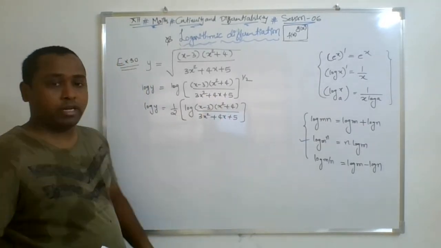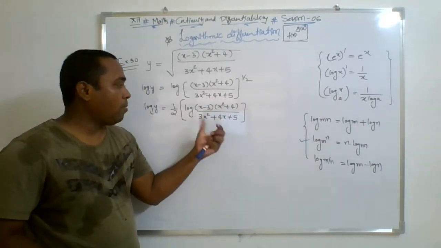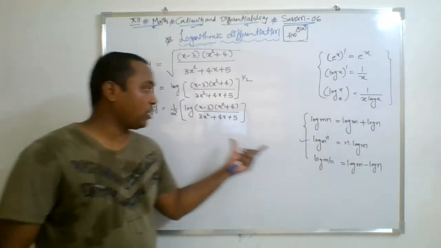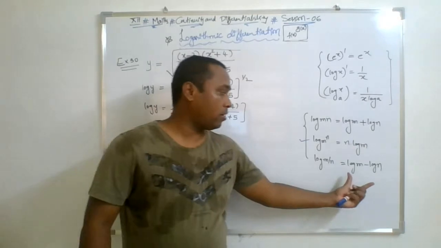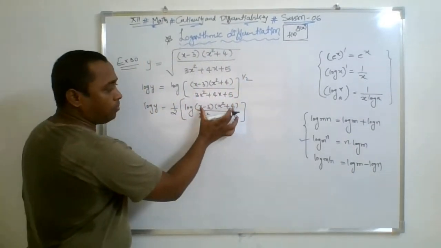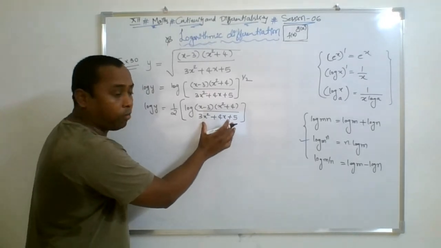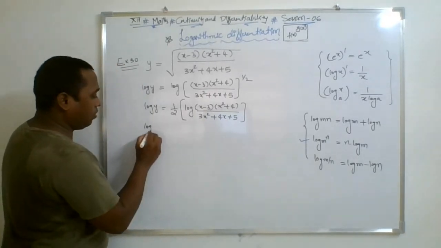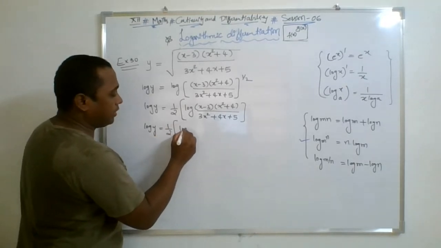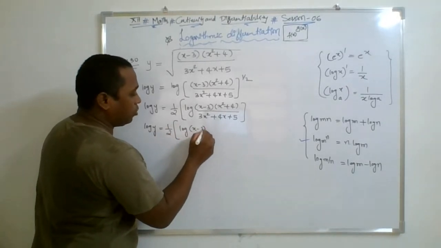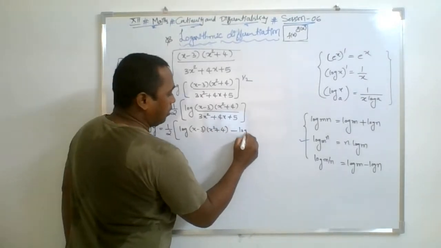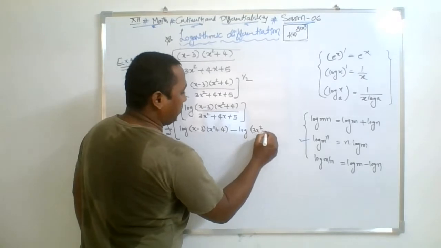Now if you look into the next step, in the form of log m by n, that is the third property, which can be simplified and written as log m minus log n. That is log of numerator minus log of denominator. So log y is written as half of, what you will say here, log of numerator part minus log of denominator.